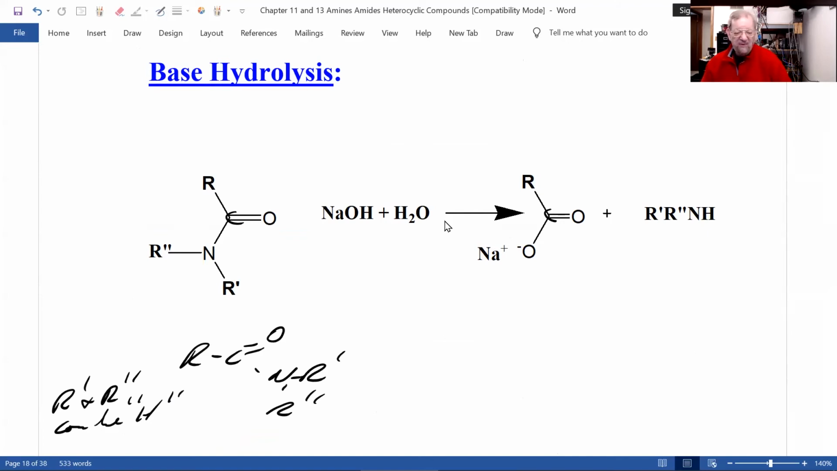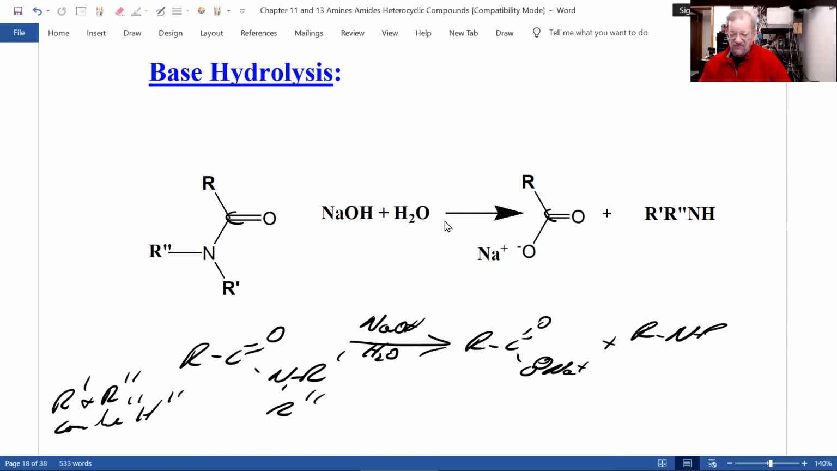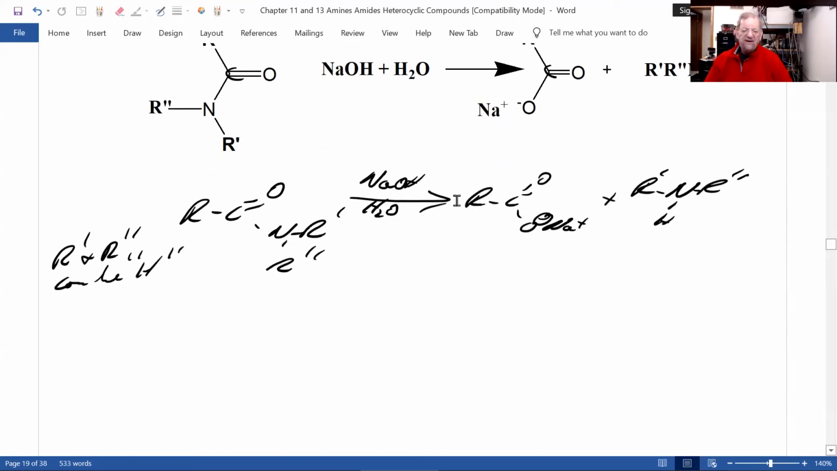Anyways, you react this with sodium hydroxide and water, what you get back is not the carboxylic acid you would have used to make that amide, but the carboxylate anion of the carboxylic acid you would have used to make that amide, plus the amine you would have used to make that amide. Now, what I'm going to show you underneath, you don't have to write down, but you might be interested in why do we get this?